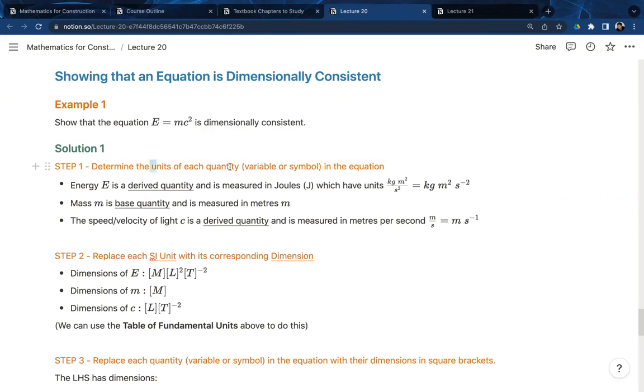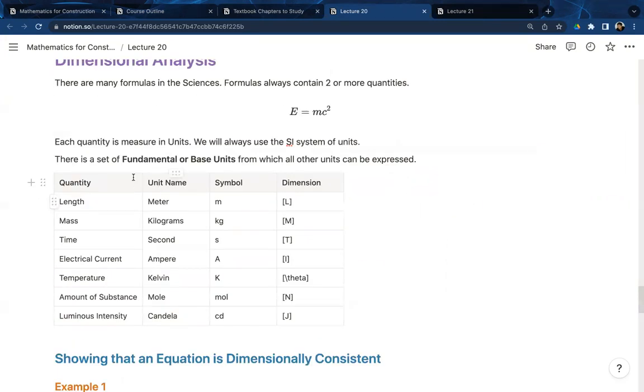Well, first is, what is the unit of each thing? Now, energy is measured in joules, but 1 joule is kilogram meter squared per second squared. This is what it is in SI units. Again, the SI units, fundamental systems, right?